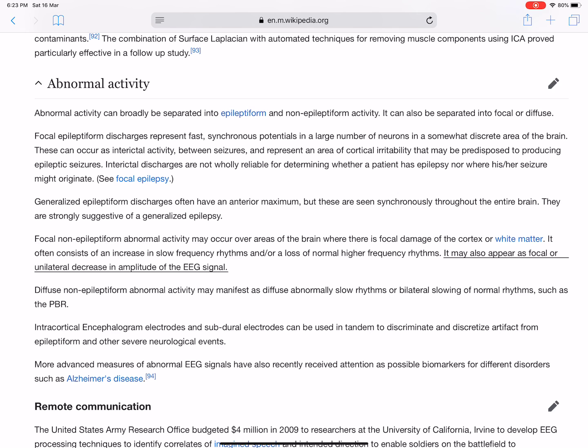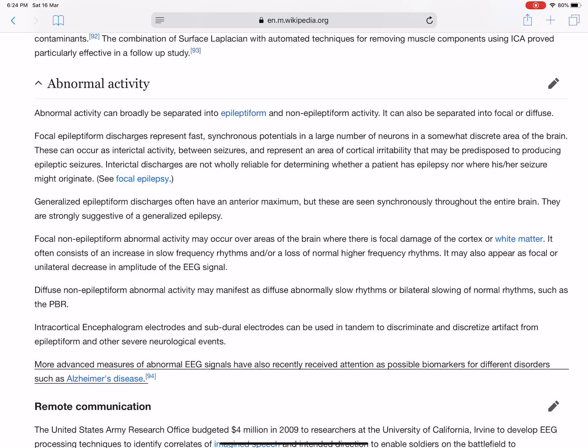Diffuse non-epileptiform abnormal activity may manifest as diffuse abnormally slow rhythms or bilateral slowing of normal rhythms, such as the PBR. Intracortical encephalogram electrodes and subdural electrodes can be used in tandem to discriminate and discretize artifact from epileptiform and other severe neurological events. More advanced measures of abnormal EEG signals have also recently received attention as possible biomarkers for different disorders such as Alzheimer's disease.